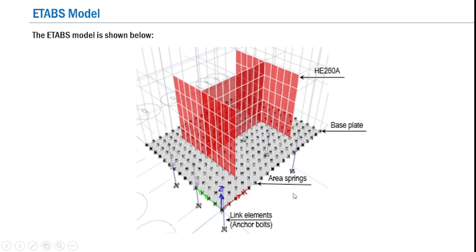As you can see, I have provided a total of 6 link elements, and these link elements will be representing the behavior of the anchor bolts in tension. So let me take you to the ETABS model in order to explain the various parameters used for the analysis.